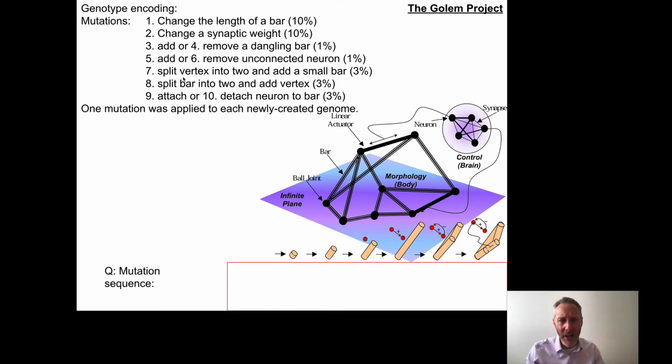So it's hard to tell from this. It might be split bar into 2. It could be number 8. I apologize. This is a little unclear in the paper. But we can see now that this neuron is going to be treated as a motor neuron.